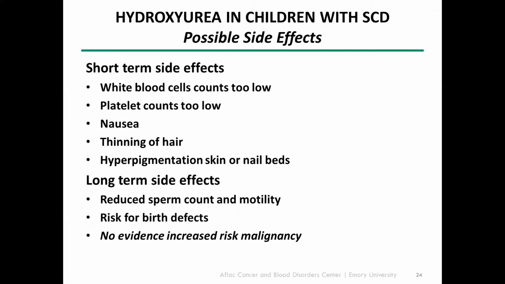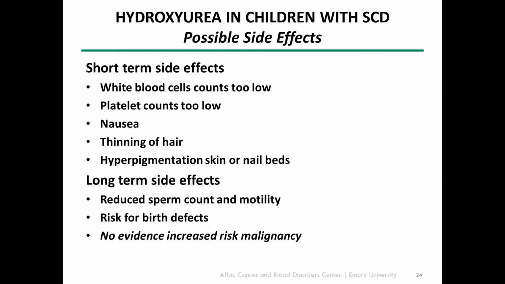What about longer-term side effects? One important concern is that there have now been some research studies that have shown that for adult men, when they take hydroxyurea compared to before they took hydroxyurea, hydroxyurea may reduce the number of their sperm and the motility, or the function, of the sperm. And of course, that's a concern because if you have a lower sperm count or your sperm don't work as well, it might decrease the likelihood or the chances that you could conceive a child.